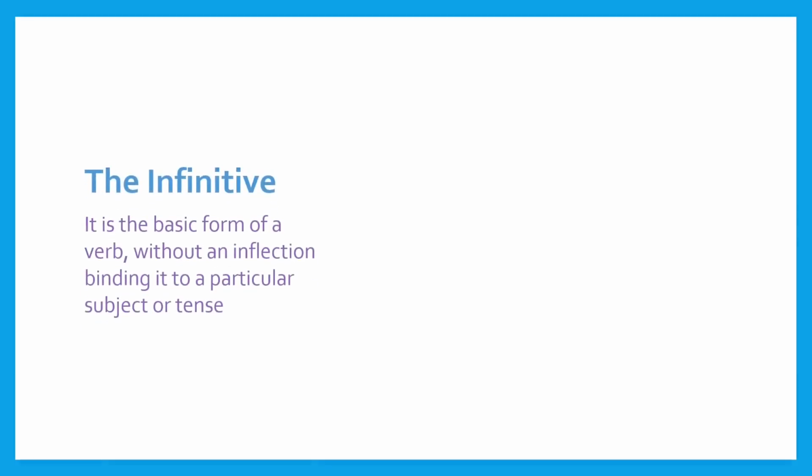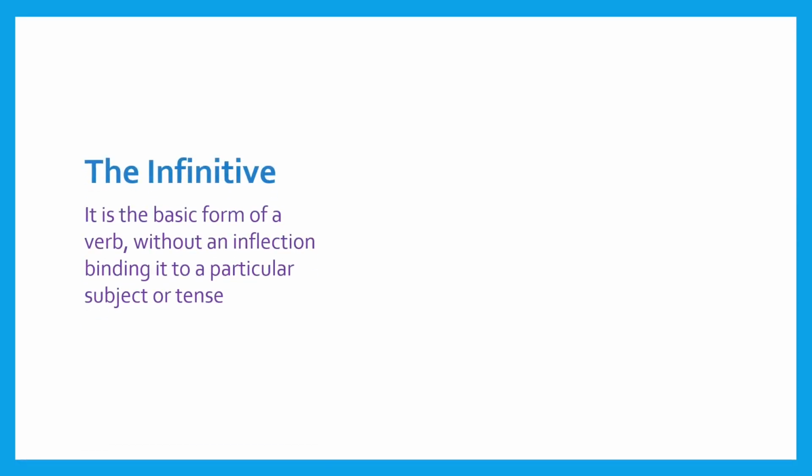I hope we understood the gerunds. Let us now know the second type of the non-finite verb, the infinitive. What is this infinitive? The infinitive is the basic form of a verb without an inflection binding it to a particular subject or tense. For example, to respect elders is our duty.